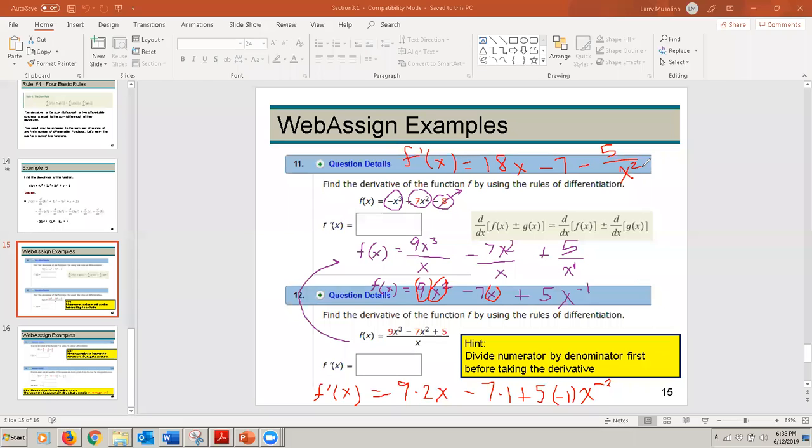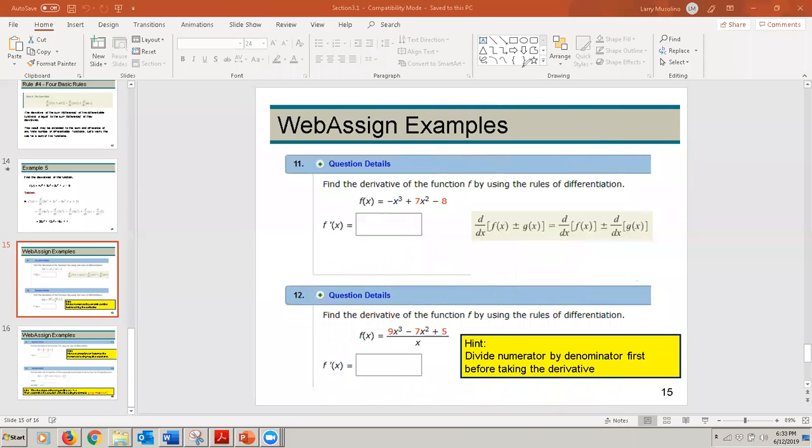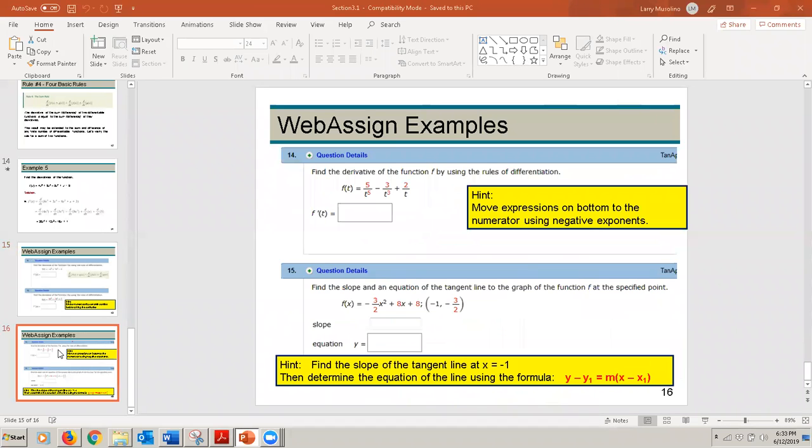And you might say, well, what's the point of the derivative function? Remember, we're trying to find the slope of the tangent line at a specific x value. In fact, let's do an example to illustrate that.